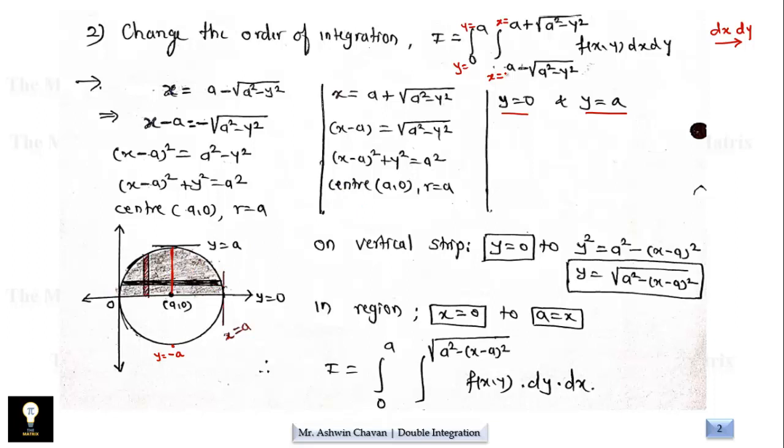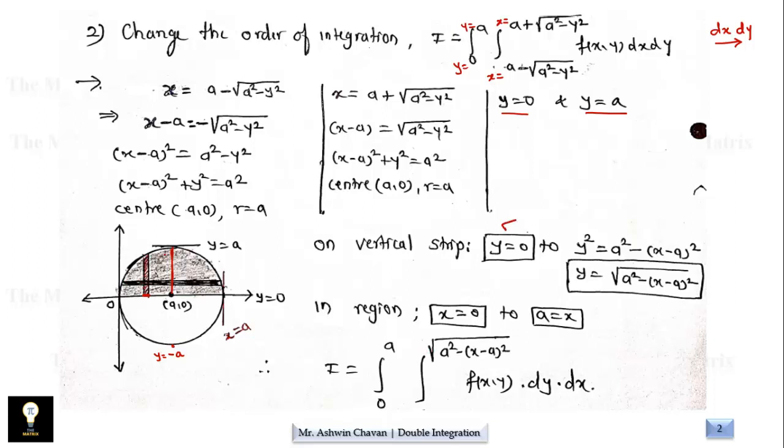Now we have to change the order of integration, which means we have to consider a vertical strip. Now in a vertical strip, y varies always. So that strip is starting from the x-axis where y is 0. So the lower limit of y is 0. That strip is ending on the circle boundary.